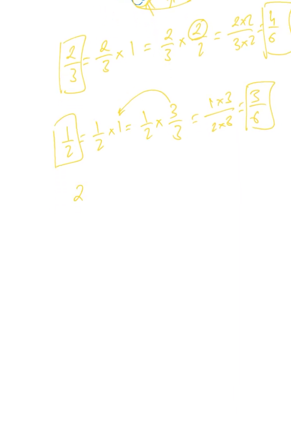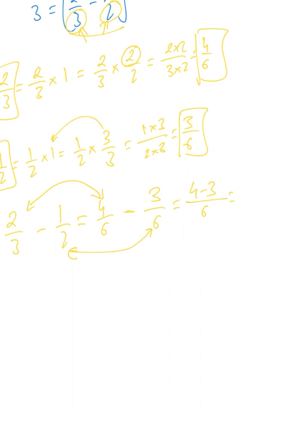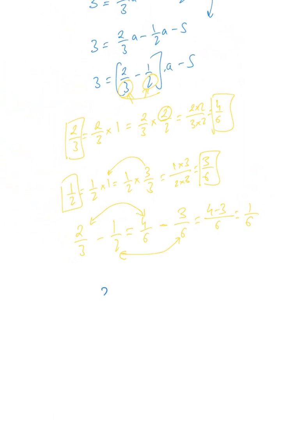So now 2/3 minus 1/2, which is what we want to know, is exactly the same thing as doing 4/6, because 4/6 is the same thing as 2/3, minus 3/6, because 3/6 is the same thing as 1/2. So now we can subtract both numerators together so as to have 4 minus 3 over 6, which is equal to 1/6. And therefore, we have the following. We have that 3 equals 1/6 times A minus 5.